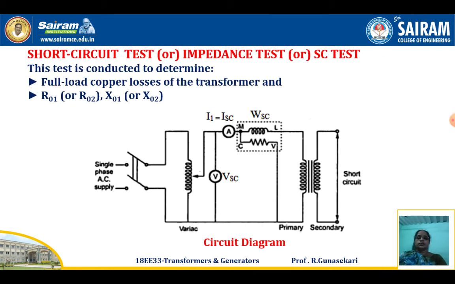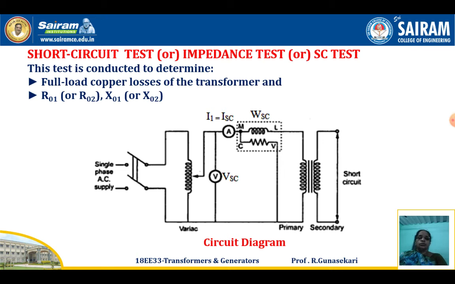Then the short circuit test is called an impedance test. Why is it called an impedance test? We determine the impedance from the short circuit test. That's why this test is called an impedance test. That is, Z01 and Z02 we are calculating. Another purpose is to determine the full load copper loss.